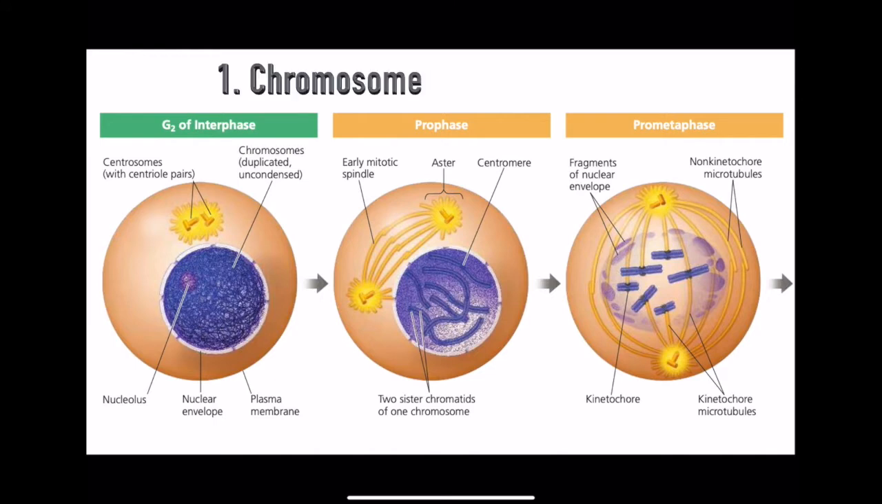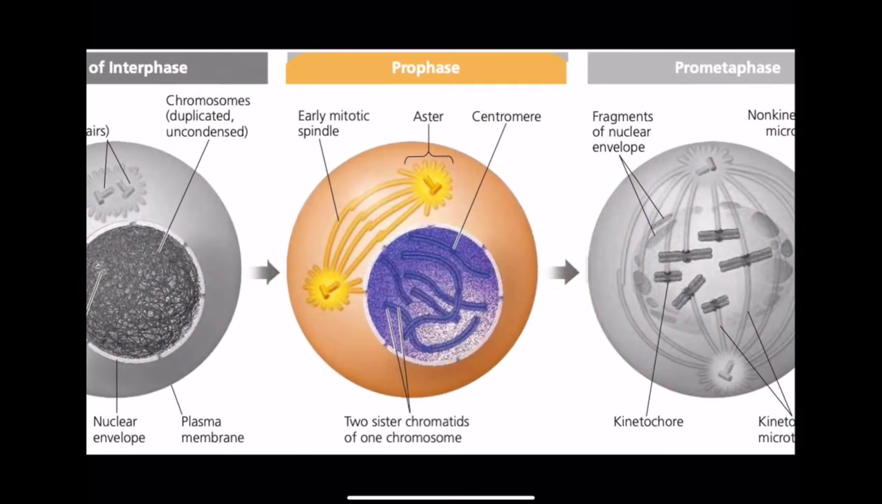Number one, chromosome. The chromosome may be in the form of sister chromatid or in the form of chromatin. Number two, the centrosome. The centrosome may be in the form of aster, spindle fiber, or microtubule. And number three, we will explain about the nuclear envelope, whether the nuclear envelope disappears or disintegrates or breaks into fragments, and the nuclear envelope reforms. Now let's focus on prophase.